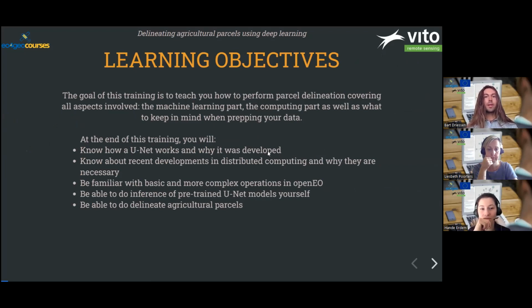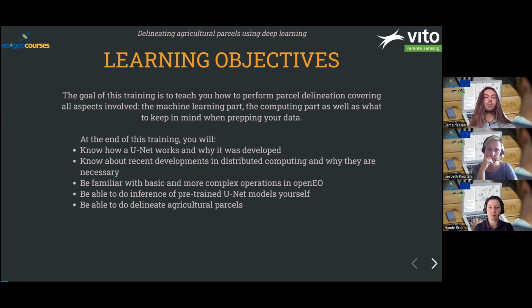So the goal of this training is to teach you how to perform parcel delineation from all aspects involved. So basically there are two parts of it. You have the machine learning part in which we will be choosing a model and building a model. And also the computing part. So where do we actually execute this code that we built?